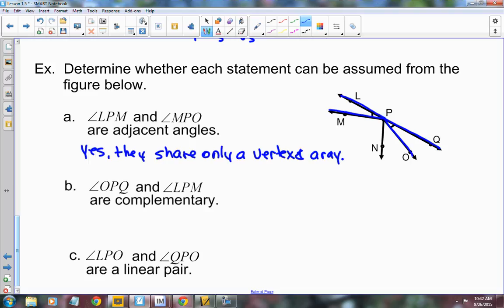Well, yeah, because LPQ is a straight line. But we're talking about these two. Yeah, look at the letters. We're talking about these two right here. We know that they're congruent, but we don't know necessarily that they're both 45, right? If we knew they were both 45, then we could say that, but we don't know that. So my answer here would be no, and you could just put, there is no indication of their measure.